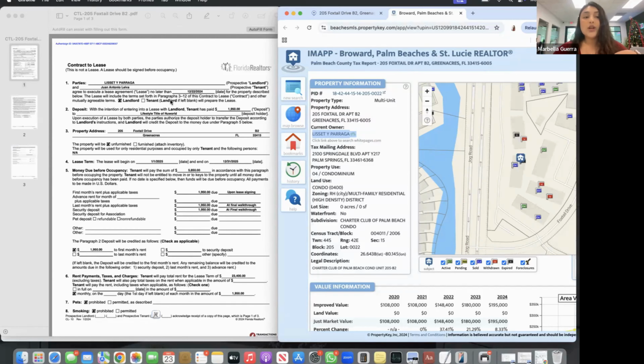Okay, now if we continue moving forward here down in the same paragraph, there's a section that says the lease will include the terms set forth in paragraphs 3 to 12 of this contract to lease and other mutually agreeable terms. And here it gives you the option to choose who will be preparing the lease.